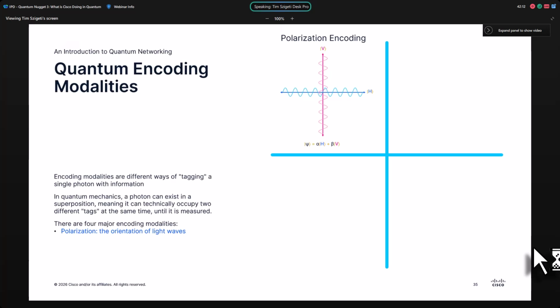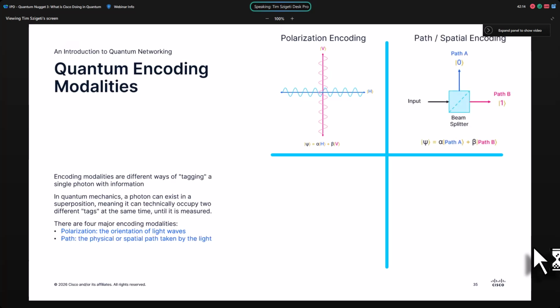I'm going to talk about each of these in a little more detail, but I just want to introduce that there are actually 4 ways that we can encode information. The next way we can encode information is path or spatial encoding.